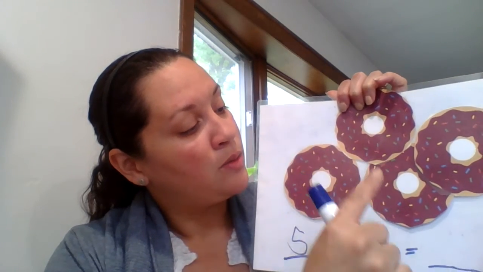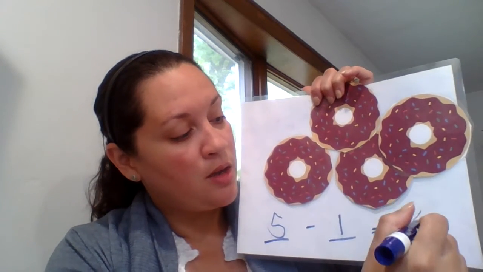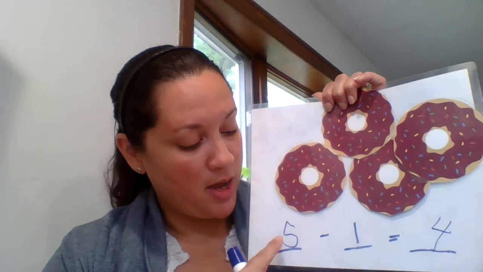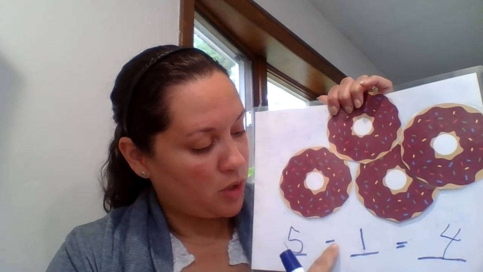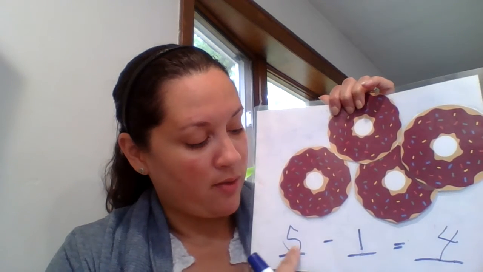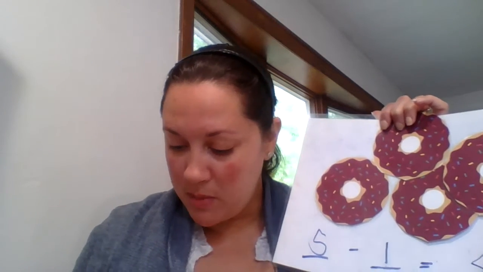1, 2, 3, 4. Good. We have 4 donuts left. So 5 take away or subtracting 1 donut equals or is 4. 5 take away 1 is 4. Super. So let me stop and erase my little numbers because now our numbers are changing.